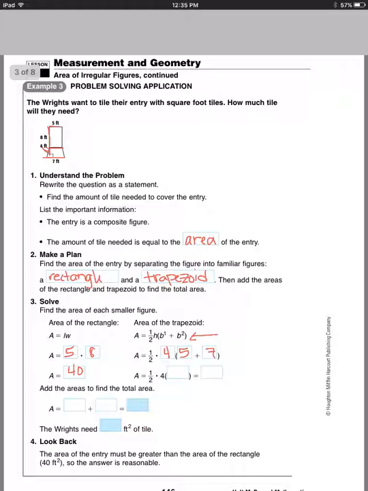Okay? Then we follow order of operations. We do what's in parentheses first. 5 plus 7 is 12. Then we can do half of 4, which is 2, times 12, and we get 24. Now we have the area of the rectangle and the area of the trapezoid, so we add those two areas together and we get 64. So the Wrights need 64 square feet of tile. Okay?